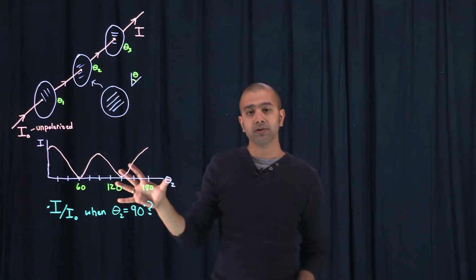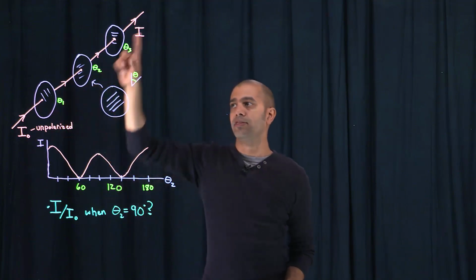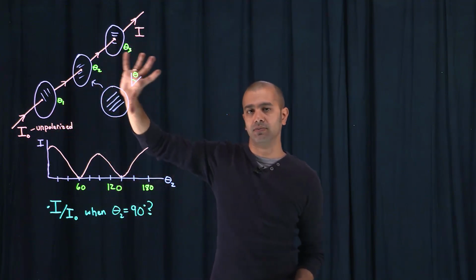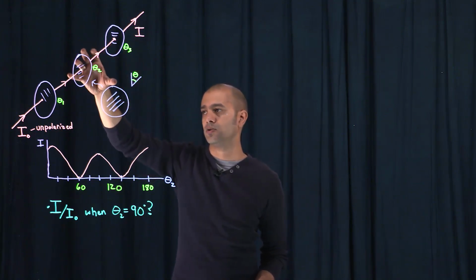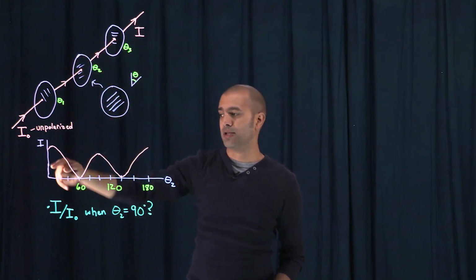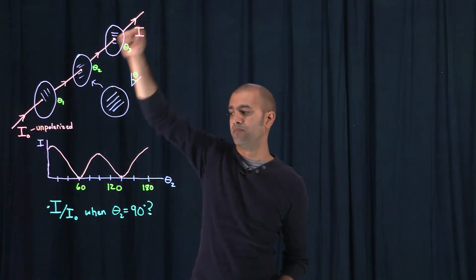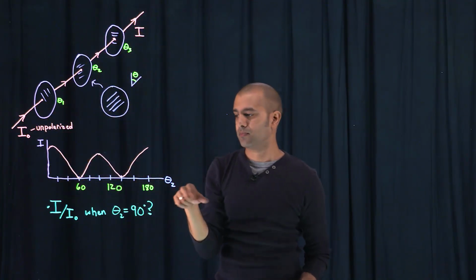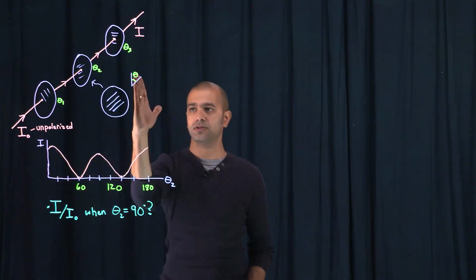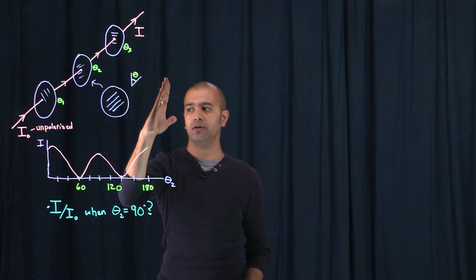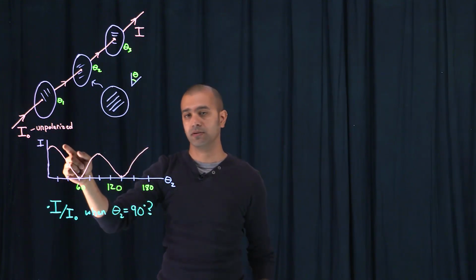Now, the problem also states that polarizers 1 and 3 are fixed. Their angles are set. We don't know what they are, but they're fixed. And we can change polarizer 2, and what we can do is measure the intensity that comes at the very end as we change the angle theta 2. For example, when theta 2 is chosen at about 10 degrees, so a little bit off the vertical, then we have a maximum of the intensity going through.